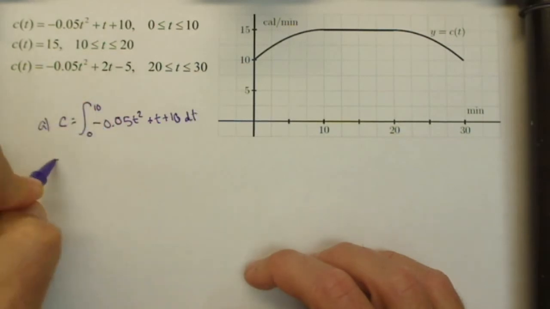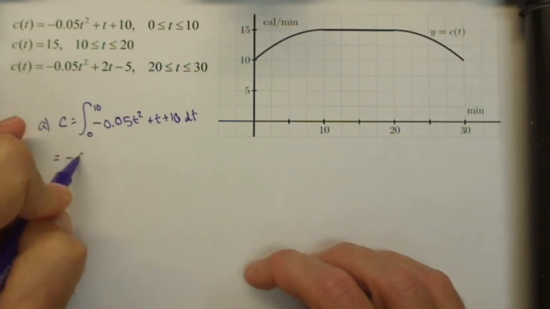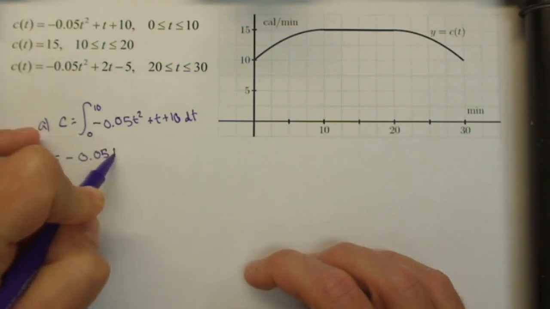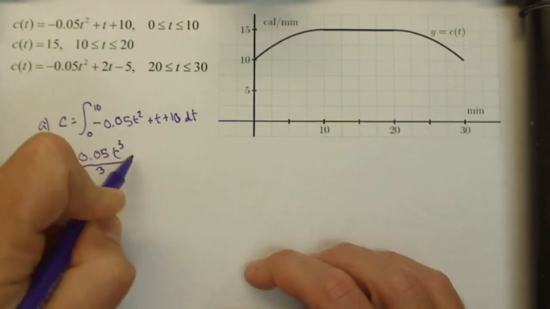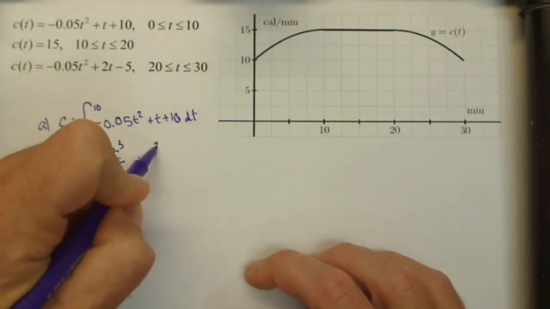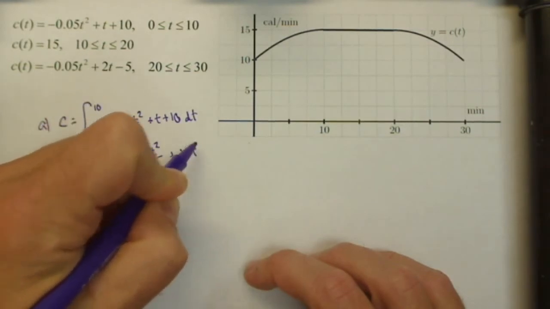And now we can apply our fundamental theorem of calculus. So first thing we're going to do is find the antiderivative, so negative 0.05 t cubed over 3 plus t squared over 2 plus the antiderivative of 10, which is 10t.